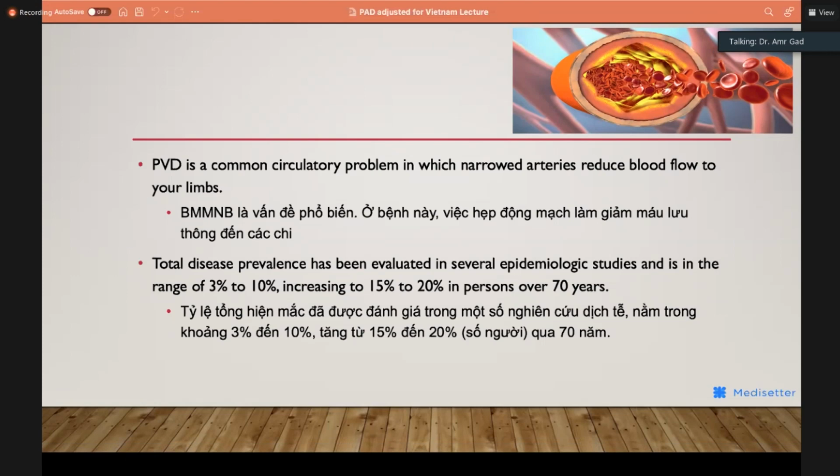The total disease prevalence has been evaluated. It is between 3% to 10%. With the increase of age, the rate increases. As we can see, at the age of 70, 15 to 20% suffer from peripheral vascular disease.